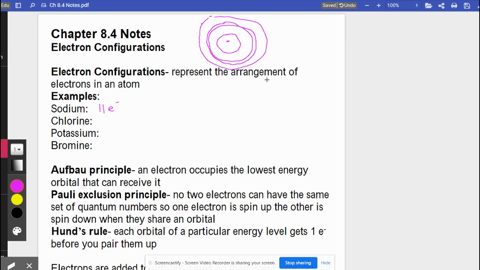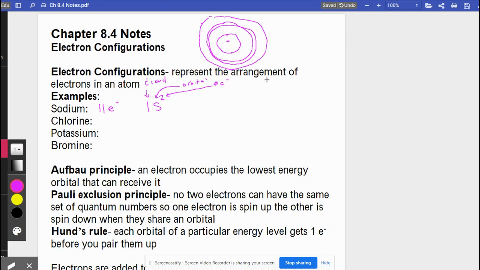So we would put our two first electrons in this first energy level. So sodium would begin with 1s2. This is the energy level, and then the orbital. The s orbital tells us that it's a spherical shape. And this top number tells us how many electrons are in that orbital. So there were 2 electrons in the first energy level, and they are in that s orbital. That's what this is telling us.